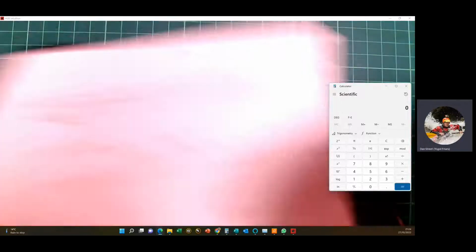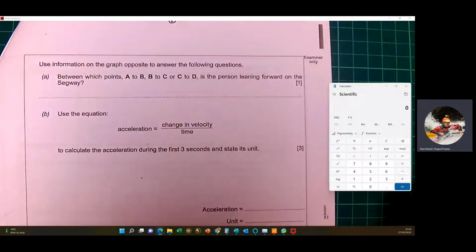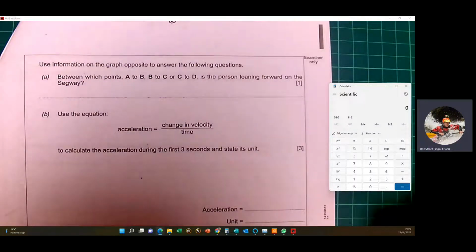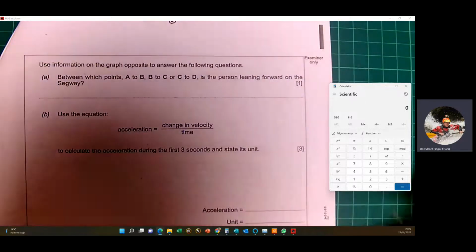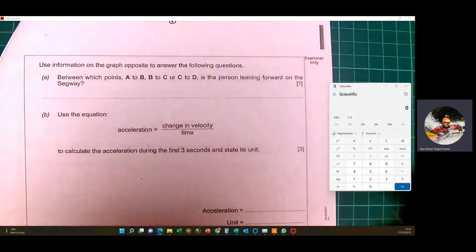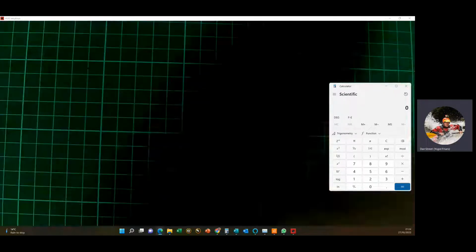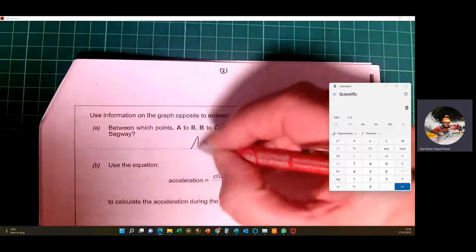So the questions ask, using the information on the graph, answer the following questions. So between which point, A to B, B to C, or C to D, is the person leaning forward on the Segway? So it's actually asking you at what point is the person accelerating. And of course, they're accelerating between A and B. So at this point of the graph here to here, so the correct answer is A to B.